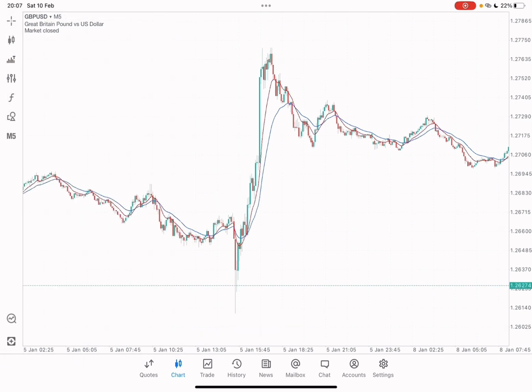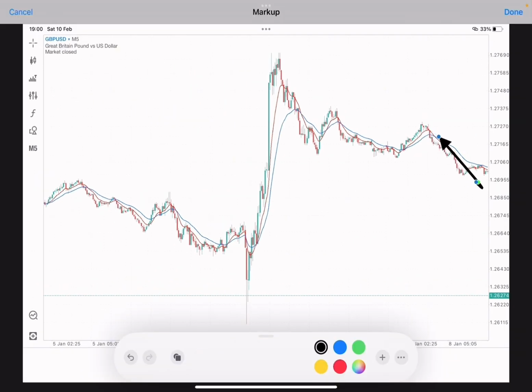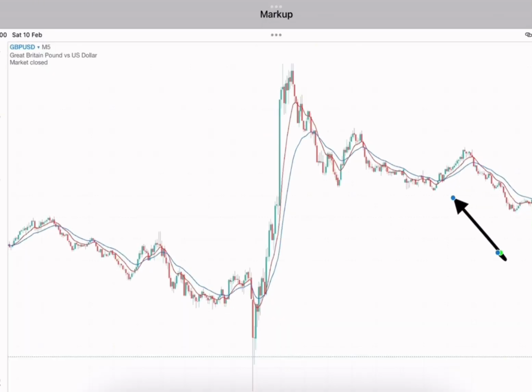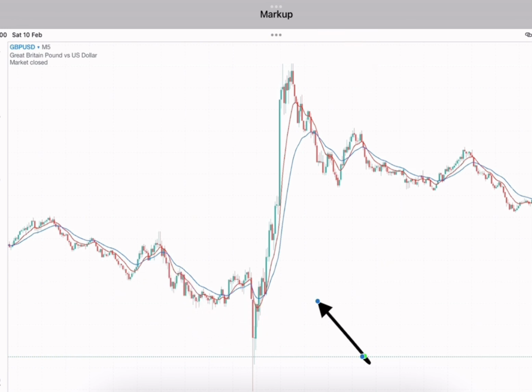So now that you have the moving averages on your chart, this is what we should look out for. We look out for areas where the moving averages have crossed. Either the red moving average crossed above the blue moving average like this, or the blue moving average crossed above the red moving average like this. These areas where the intersection took place are areas where we look for buy or sell opportunities. I'm gonna be showing you how to find these opportunities and get a very good entry using this strategy.